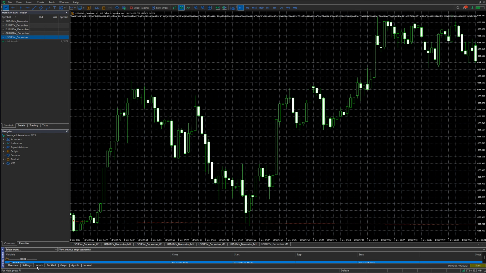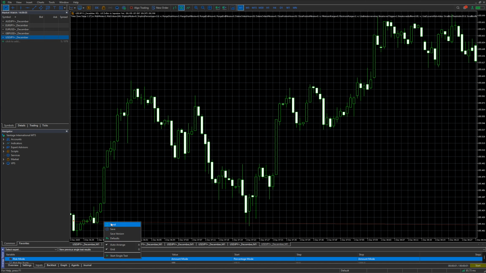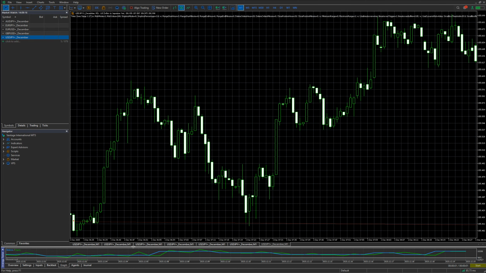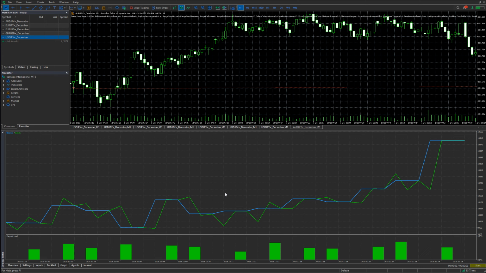Let's move on to the next pair, which is going to be Australian dollar JPY. We'll keep everything the same. And let's load in the setup for this one. All of these setups are obviously shared in the guide, so everyone has access to all of these setups. And just start it. There we go.